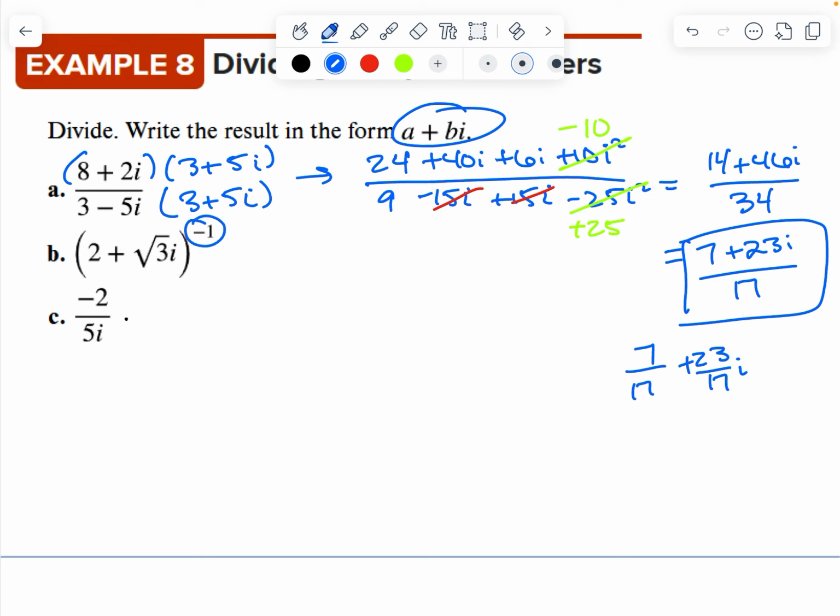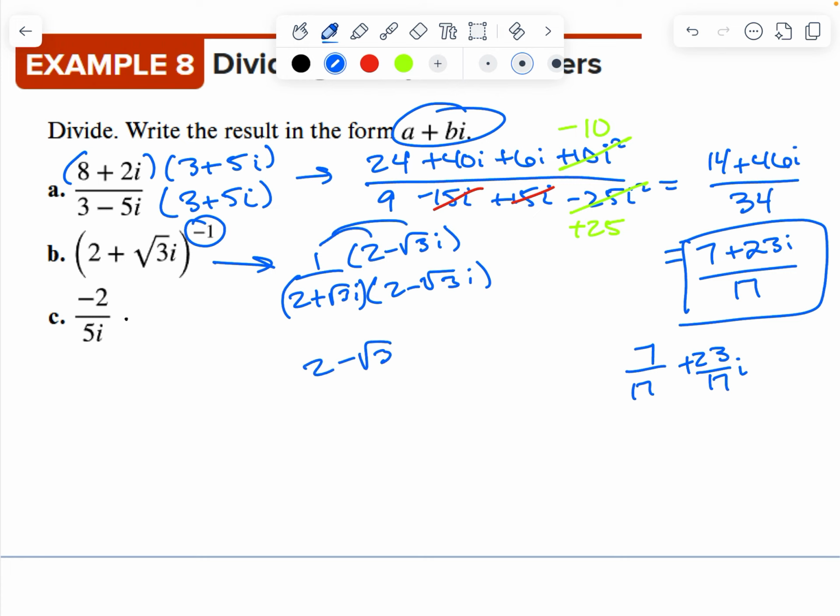Anytime you have a negative exponent, that's the same thing as writing 1 over that thing. It's the same as flipping a fraction. So here we would say that's the same as 1 over 2 plus square root of 3i. If we want to multiply by the conjugate, we would multiply by 2 minus square root of 3i. I'll keep working through this problem with you. On the top, if you distribute the 1 in, that would be 2 minus square root of 3i.